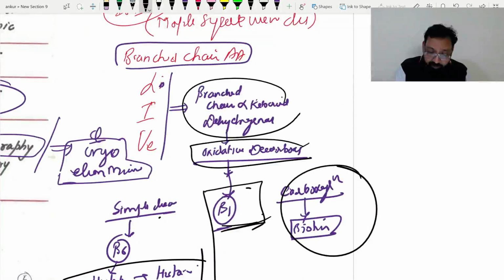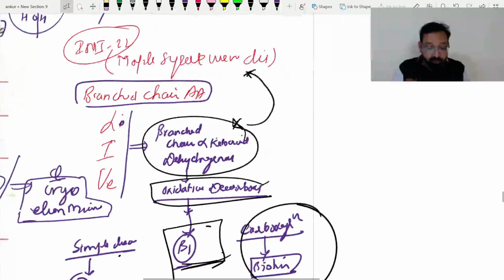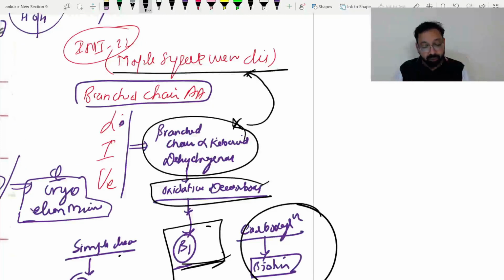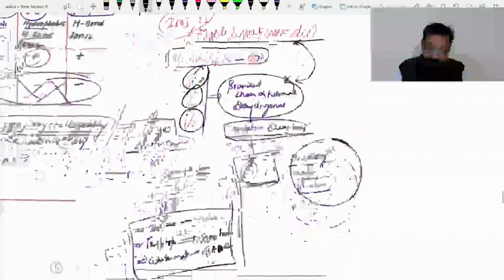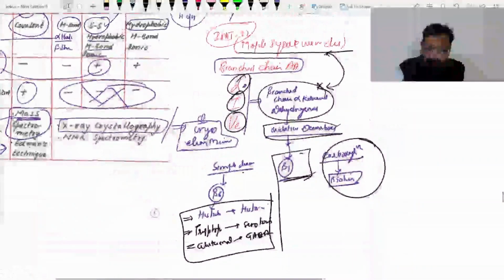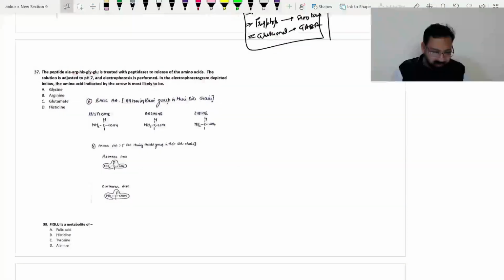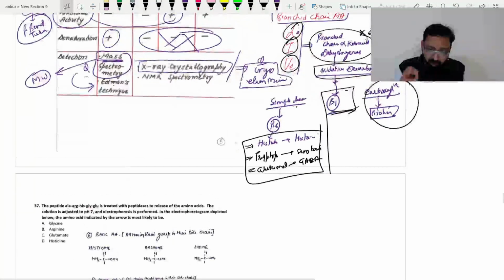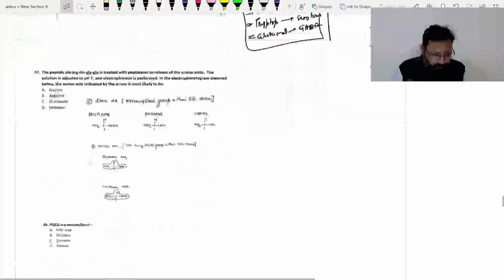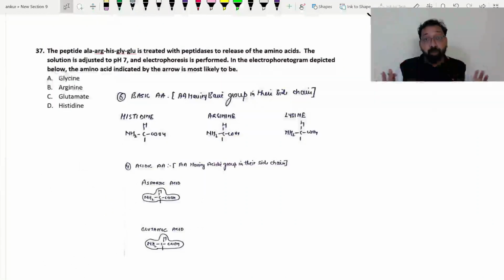If branched-chain alpha-keto acid dehydrogenase is deficient, it is called maple syrup urine disease. This question has been asked multiple times recently. In maple syrup urine disease this enzyme is deficient, so which amino acids are not metabolized? LIVE: leucine, isoleucine, valine. Clear? They accumulate. Recently in INICET 22, repeat questions and topics were asked, so focus on repeat questions definitely.